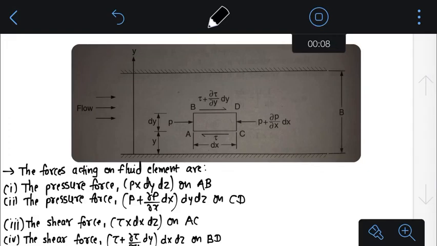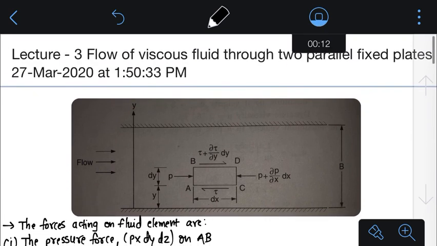Hello friends, in this video I'm going to discuss the flow of viscous fluid through two parallel fixed plates, which is again part of the viscous flow module in applied fluid mechanics. In the last video I discussed the flow of viscous fluid through a circular pipe, which is nothing but the Hagen-Poiseuille law. I discussed the derivation of that equation.